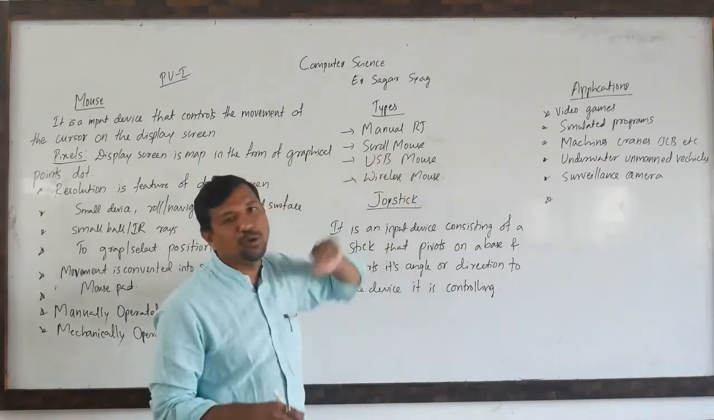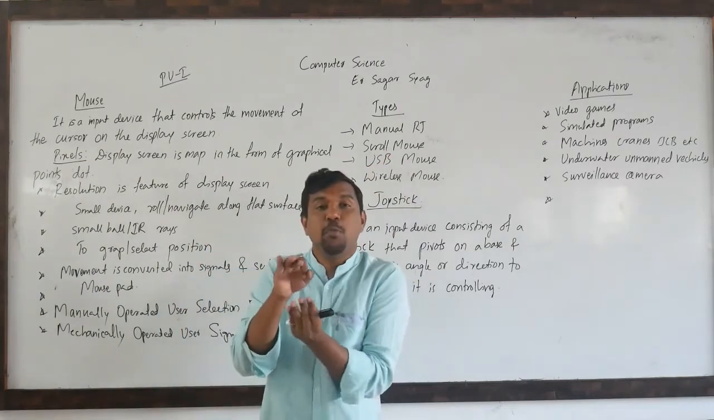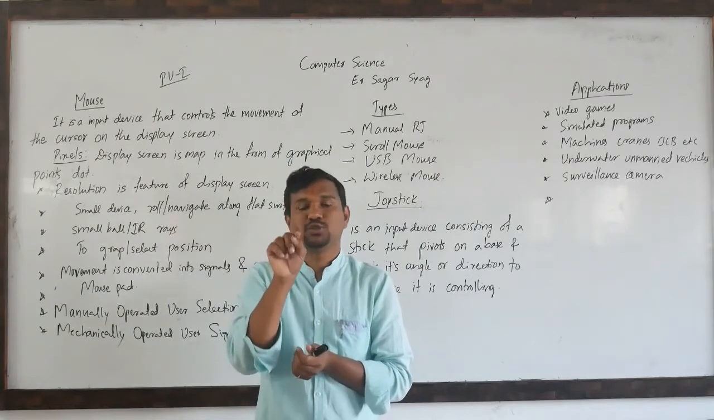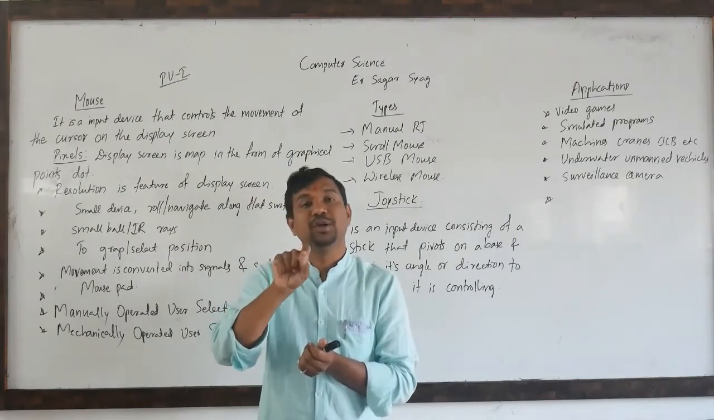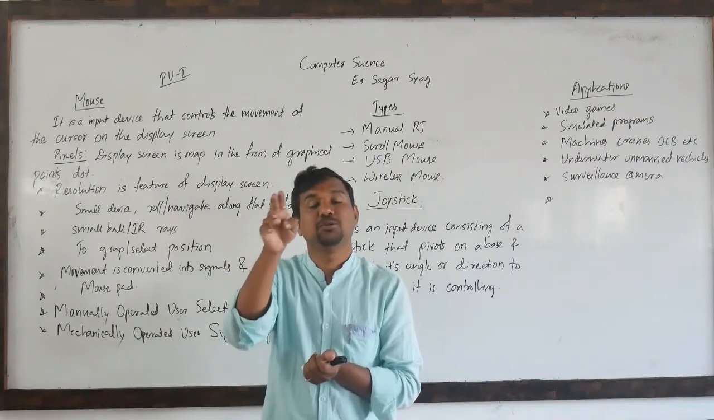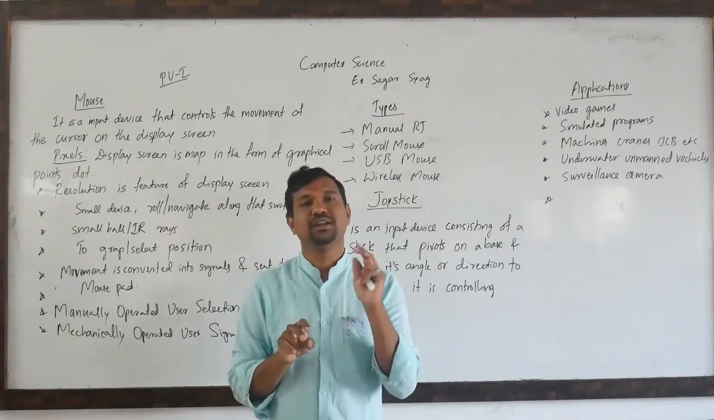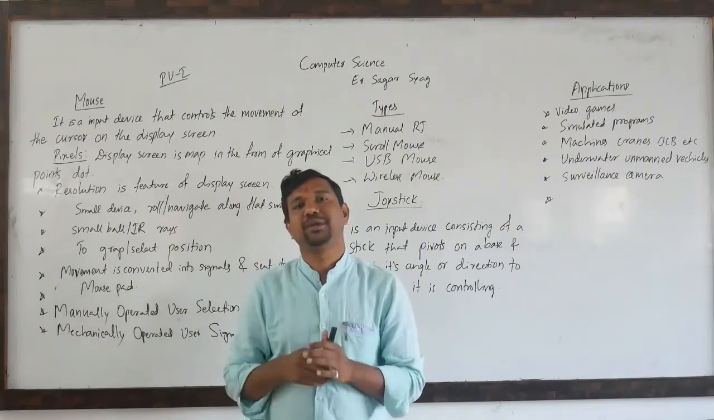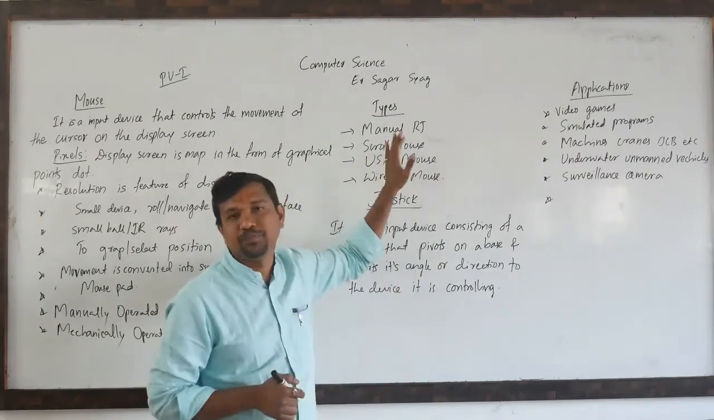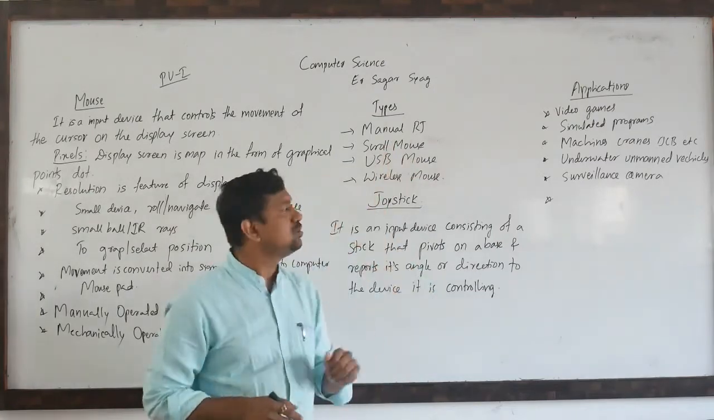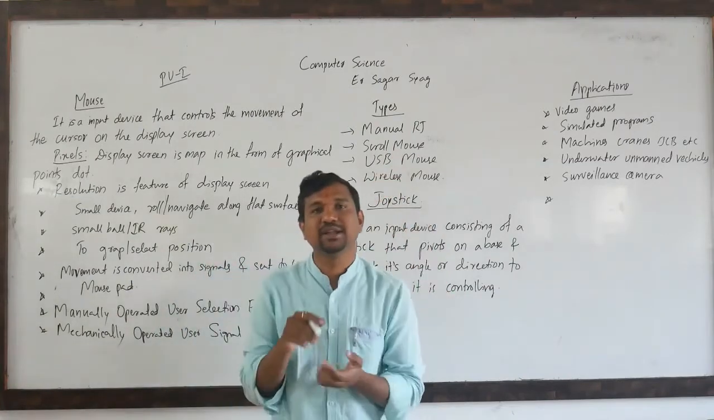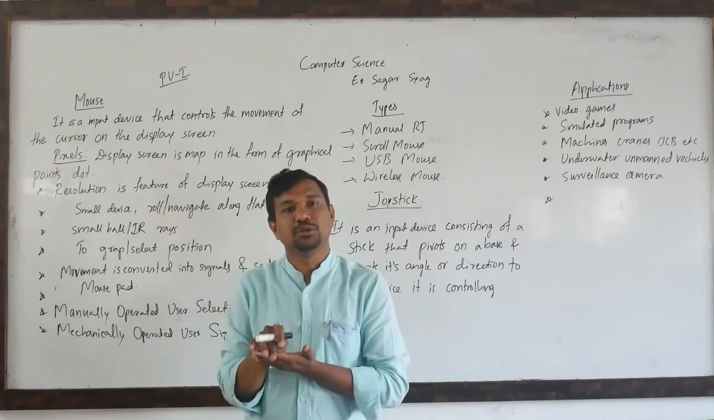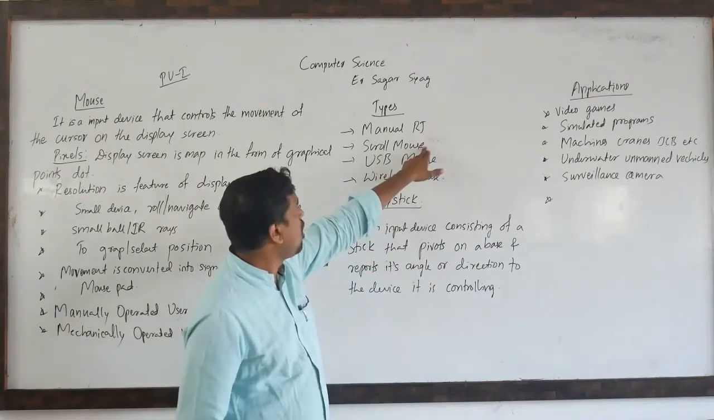And this scroll mouse means, instead of a ball beneath the mouse, there is a scroll between the left and right button of the mouse. Through that only we are making the movements. That is a mouse, and it uses some lights or rays, some laser concept, but through that this mouse is operating.